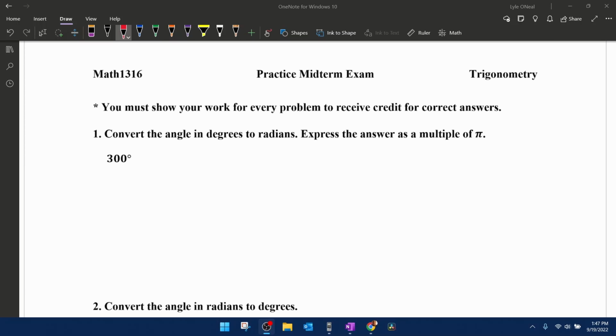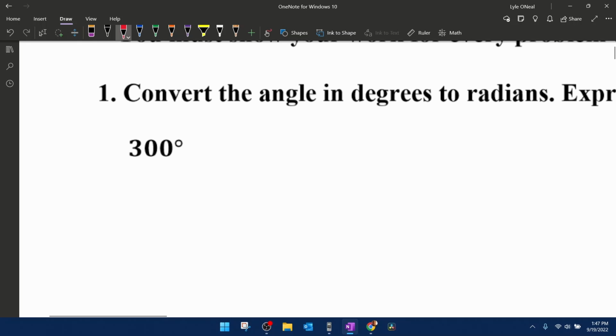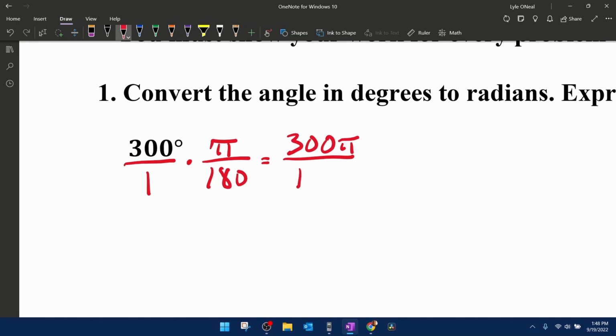They want us to convert the angle in degrees to radians and express the answer as a multiple of pi. So in order to convert a degree to radian, first thing we want to do is multiply by pi over 180. And going straight across, multiplying, that's going to give us 300 pi over 180. And then we want to reduce that.